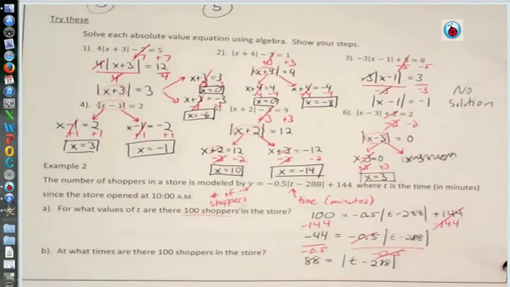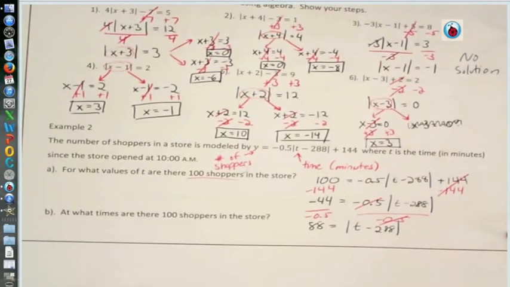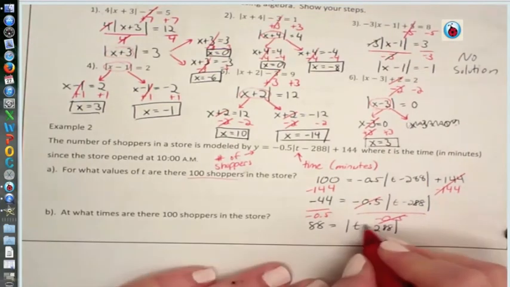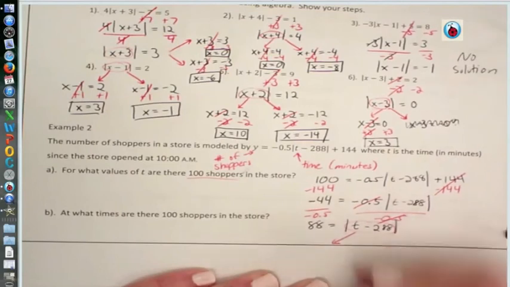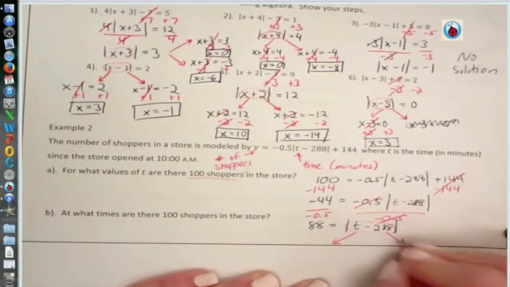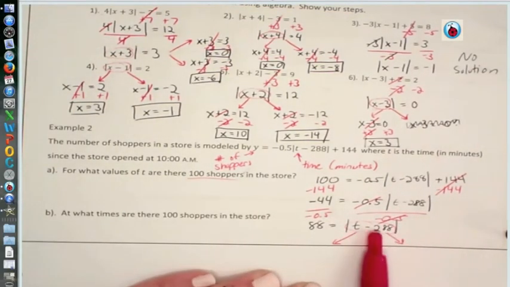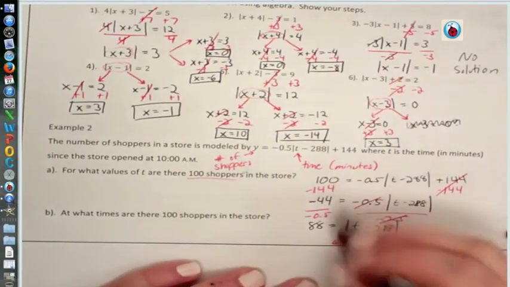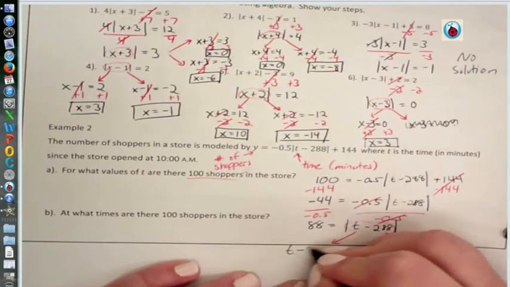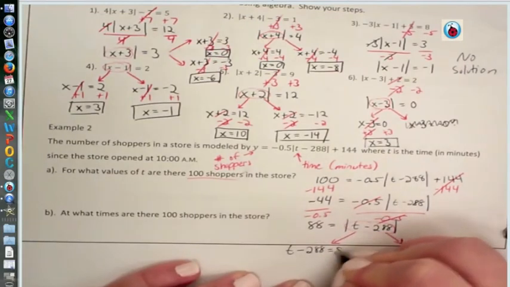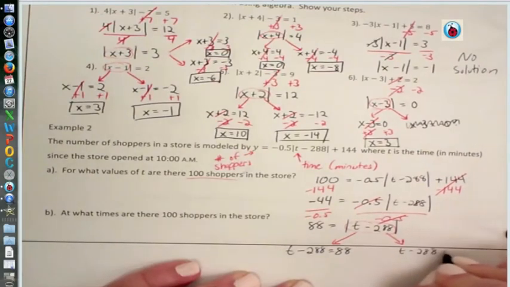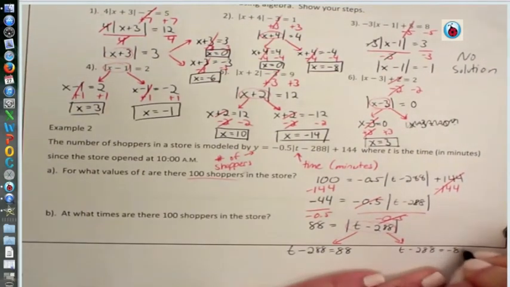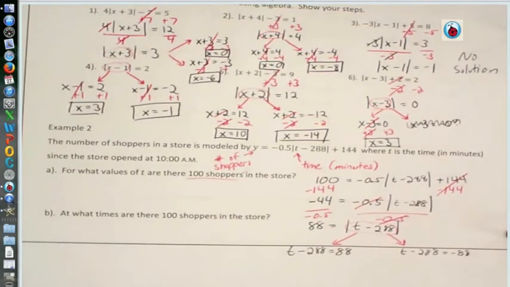All right, so now I have the absolute value by itself. This is where I want to split this into two possibilities. T minus 288 is either equal to positive 88 or negative 88 in order for this absolute value to equal 88. So, two different equations. T minus 288 equals positive 88, or t minus 288 equals negative 88. I'm going to solve each of these.